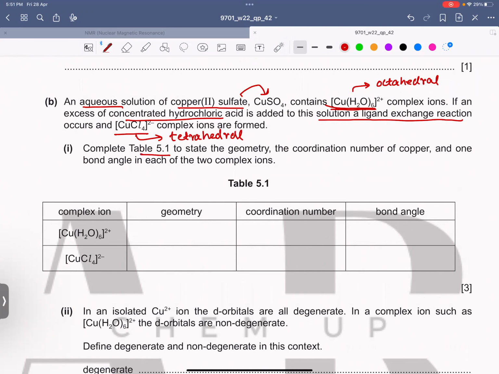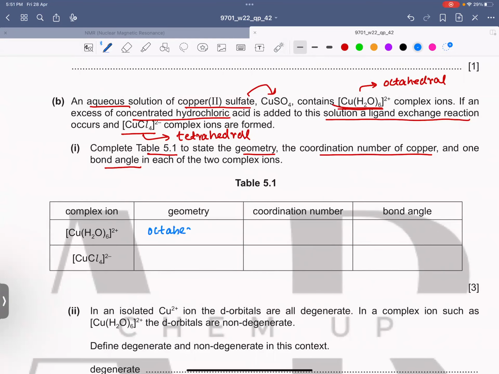Complete table 5.1. State the geometry, the coordination number of copper and one bond angle in each of the two complexes. The geometry we just discussed: here the geometry would be octahedral, and here the geometry would be tetrahedral. As 6 monodentate ligands are attached, the coordination number is 6. 4 monodentate ligands are attached, so the coordination number would be 4. And the bond angle, in the octahedral case, the bond angles are 90 degrees. And in the tetrahedral case, the bond angle is 109.5 degrees. Is this clear?